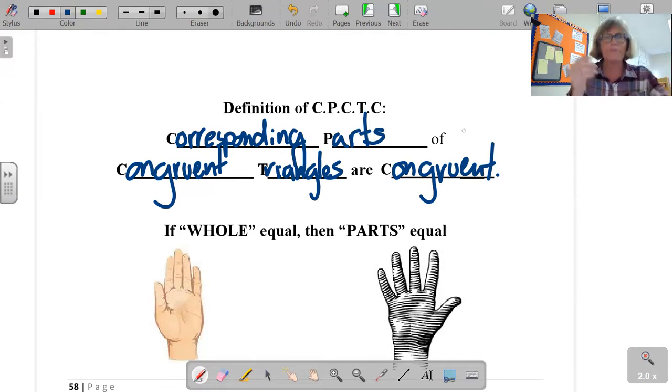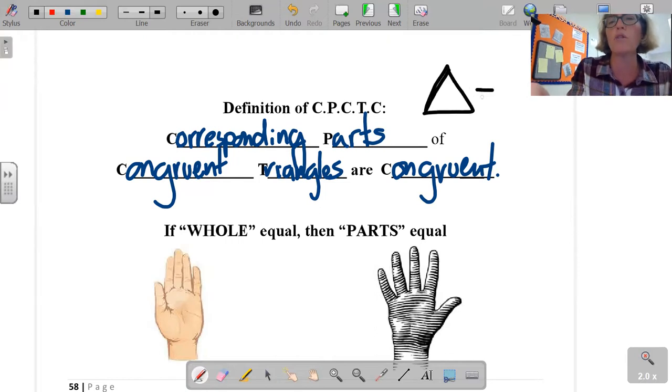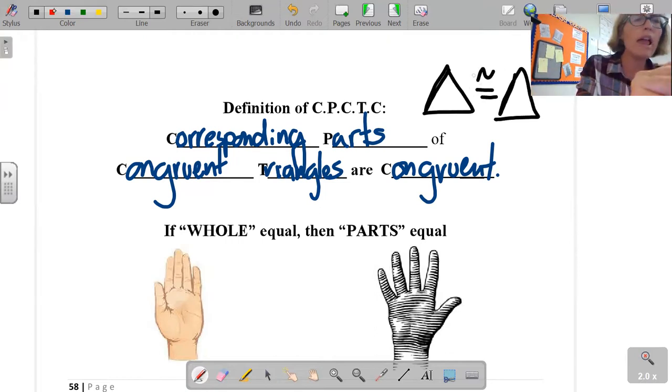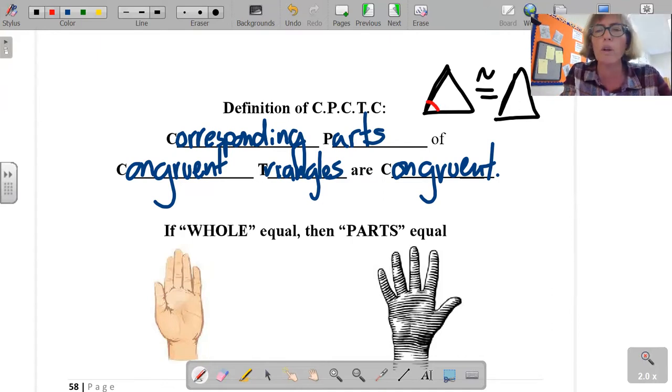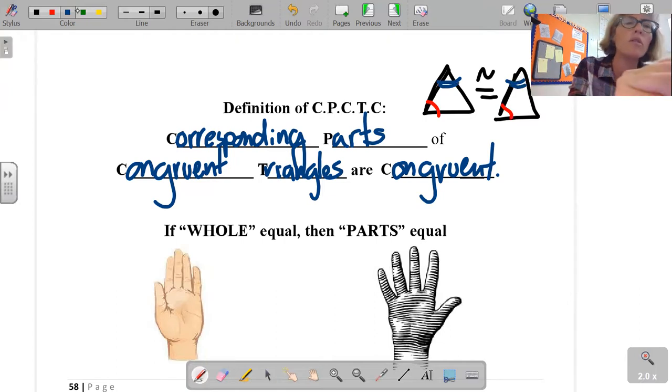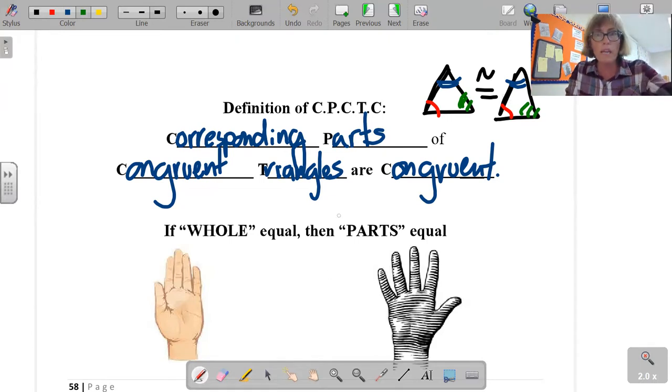What does that mean? Corresponding parts of congruent triangles. So if I have triangles which are congruent, every corresponding part is congruent. This angle would be congruent to this angle. This angle would be congruent to that angle. This angle is congruent to that angle, etc. So basically what it means is, put your fingers together like this, repeat after me, say, if the whole is equal, the parts are equal. If the whole is equal, the parts are equal.